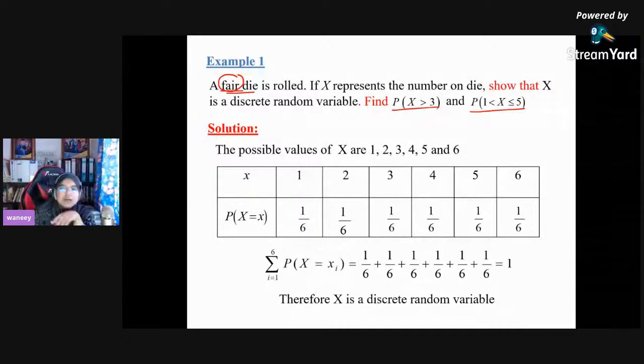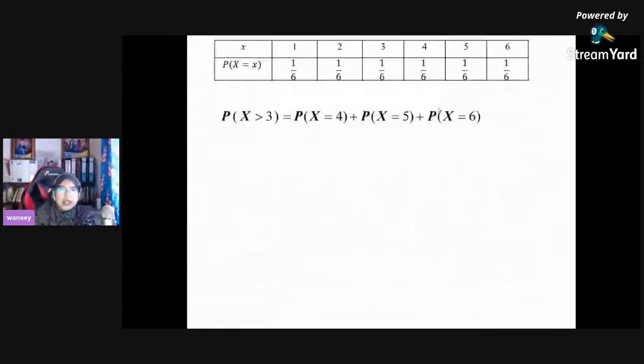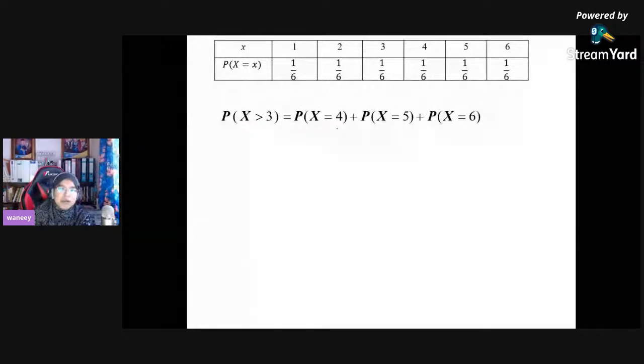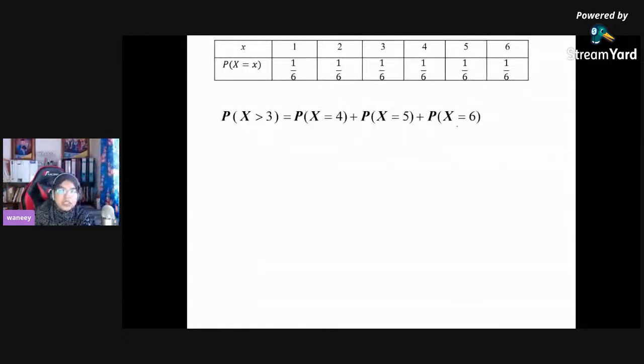Okay, so now find the probability of x greater than 3. We need to refer to the outcomes that will give us a number that is greater than 3. So what are the numbers that are greater than 3? The numbers are 4, 5, and 6. Therefore, the probability of x greater than 3 is simply the probability for x equal to 4 plus the probability of x equal to 5 plus the probability of x equal to 6.